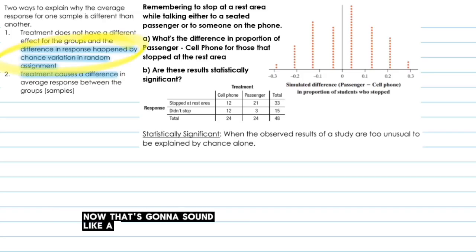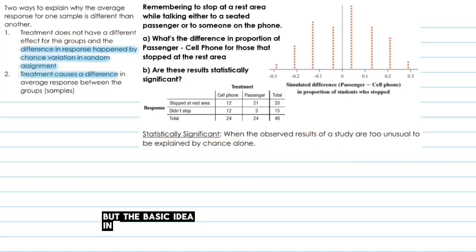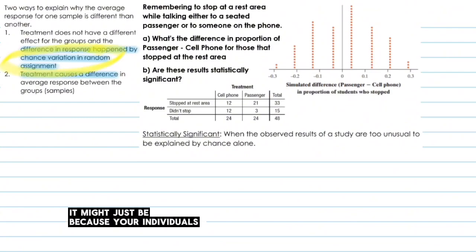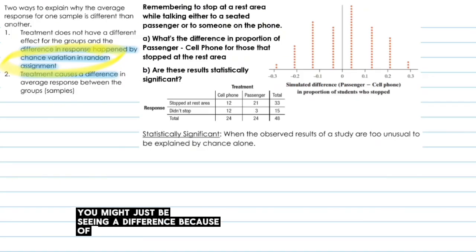Now, that's going to sound like a lot, and we are going to do an example to explore that idea right there. But the basic idea in this situation, to account for your sampling variability, is that it might just be because your individuals were randomly assigned. There might not actually be any impact that the treatment is having on individuals. You might just be seeing a difference because that's how people are.